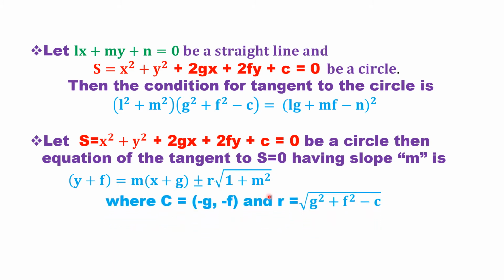So here center C equal to minus g and minus f, and radius r equal to square root g square plus f square minus c.